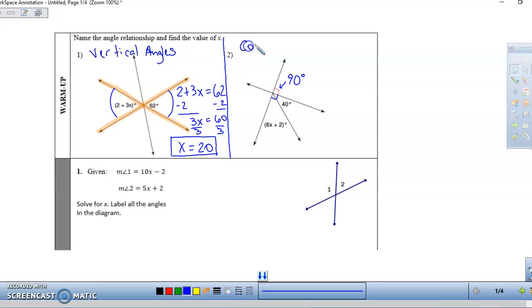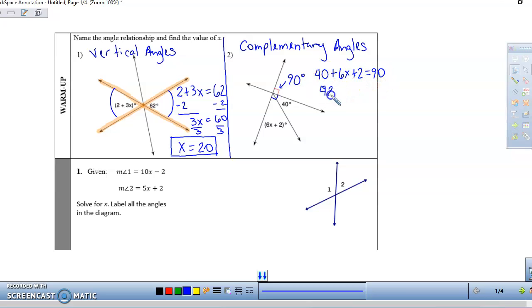Okay, welcome back. Those are going to be complementary. So these are complementary angles. And as we know, complementary angles add up to 90 degrees. So I take these two angles, add them together, equal to 90. Okay, pause for a second and solve the equation.